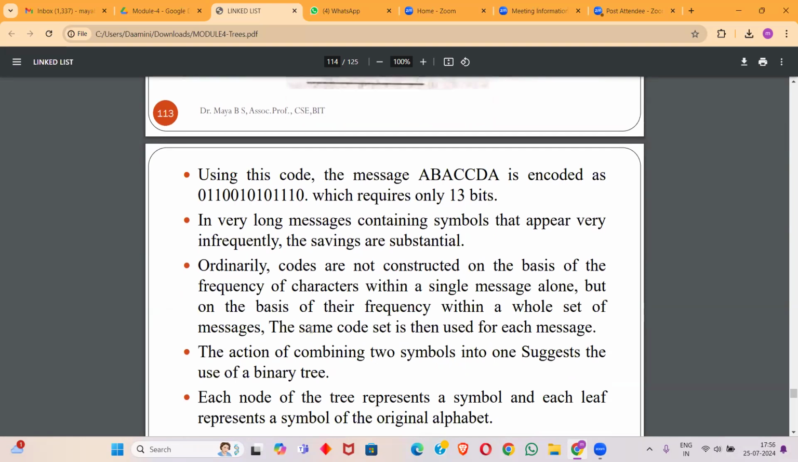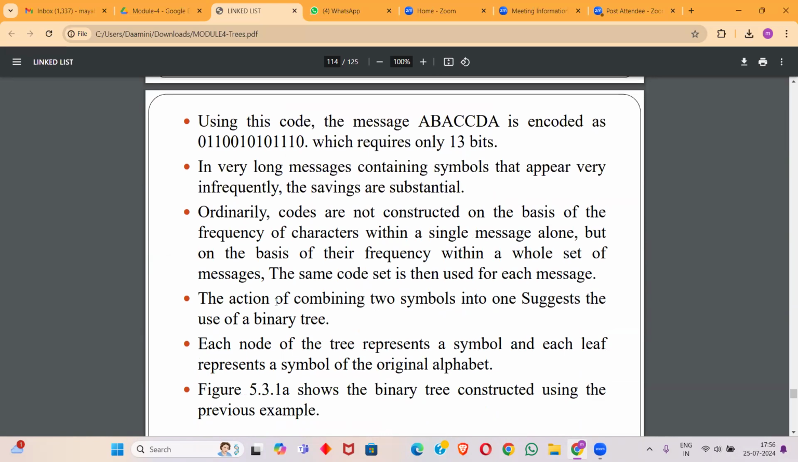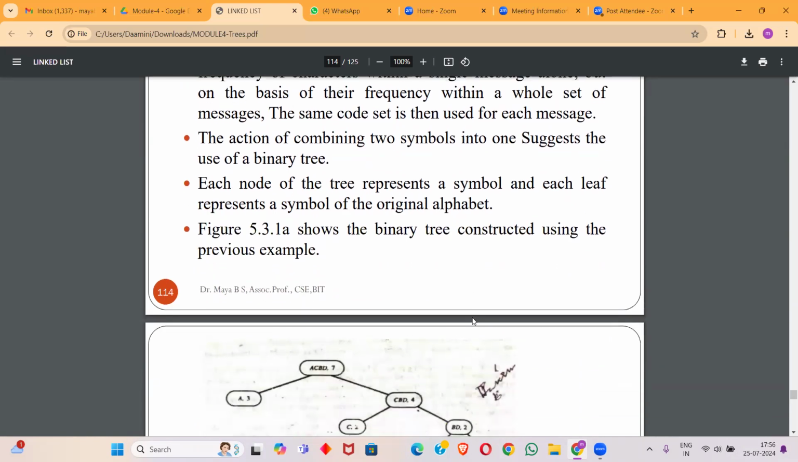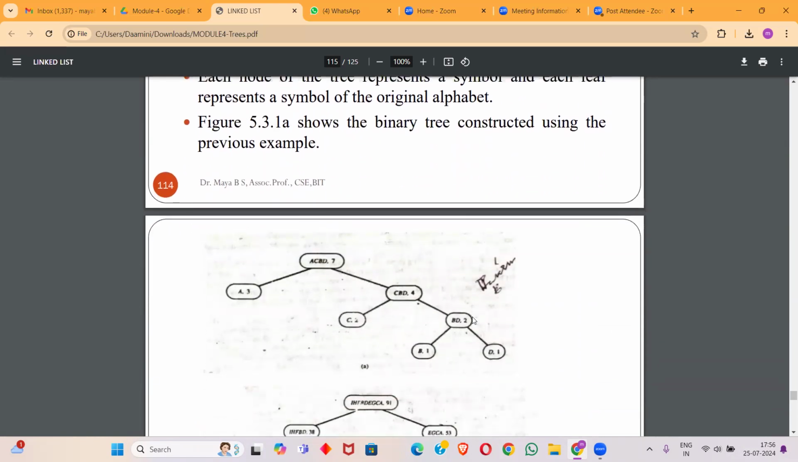So what will we do? We can rewrite it by using the occurrence of the symbols to construct the code. The frequency within the whole set of messages, and the same code will be used for each message. For that, we need to construct a binary tree by using the values of the occurrences of those letters. That is what we call the Huffman algorithm.